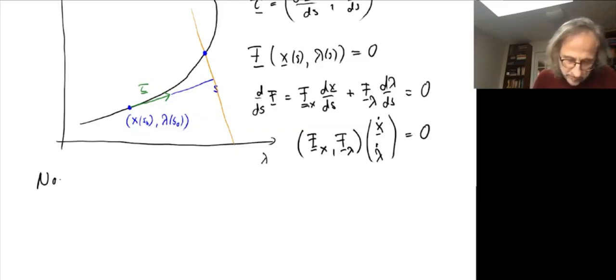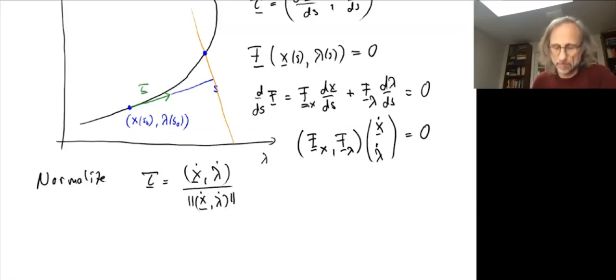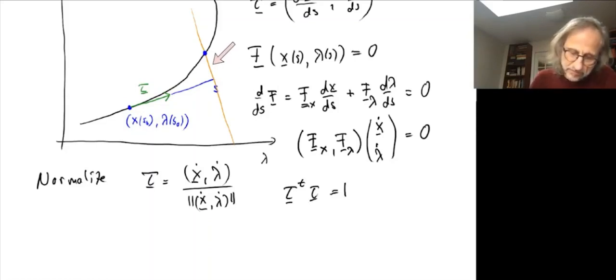So we would have tau is equal to x dot, lambda dot divided by the norm of x dot, lambda dot. Okay, so then the norm of tau is 1. Good. Okay, so we have a tangent vector. So now we need the equation for that plane perpendicular to the tangent vector at a distance s.